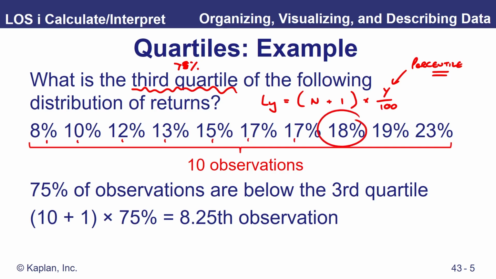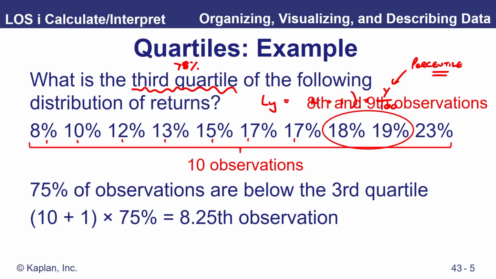Okay, so 18 is going to be critical for us. But what does the 0.25 mean? Well, we're 0.25 between the 8th and 9th observations. Okay, so there's our 8th and 9th observations. Let me just remove my ink here so you can actually see what the text says. Okay, so essentially we're 0.25 between the 8th and 9th observations.